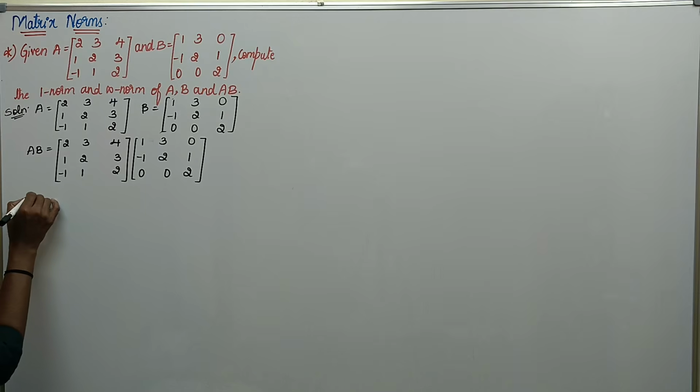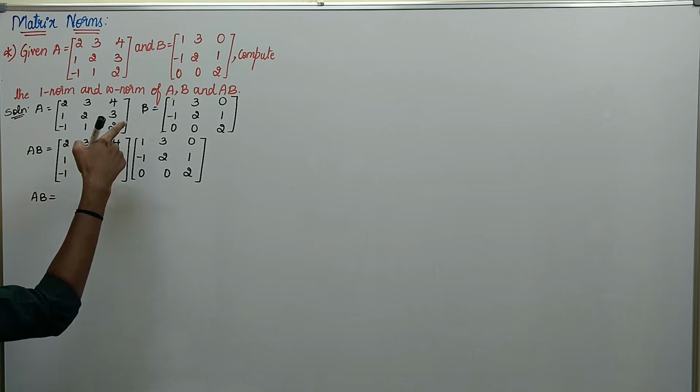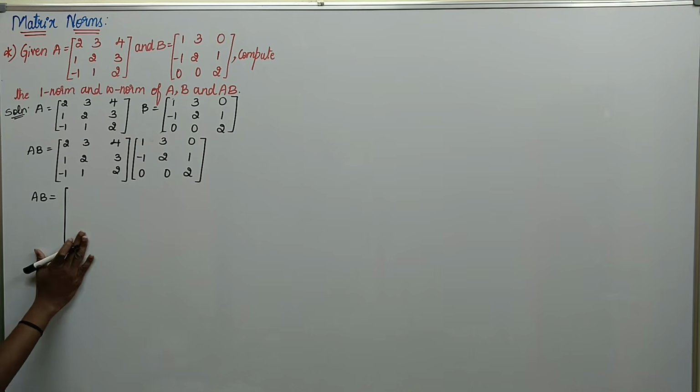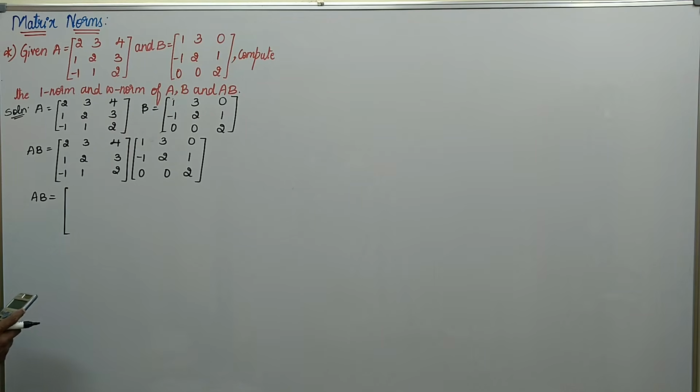Now, using the calculator, you can represent A cross B. Either you can go with respect to first row, first column, first row, second column, and first row, third column. You get this solution by using the calculator. You can represent it directly. If you simplify using the calculator, you have 2, 3, 4, 1, 2, 3, minus 1, 1, 2, and the next matrix will be 1, 3, 0, minus 1, 2, 1, 0, 0, 2.